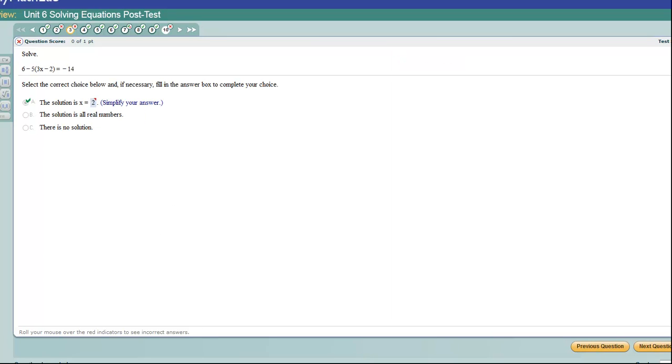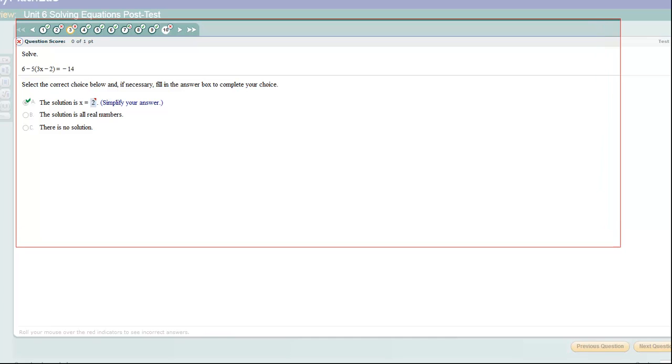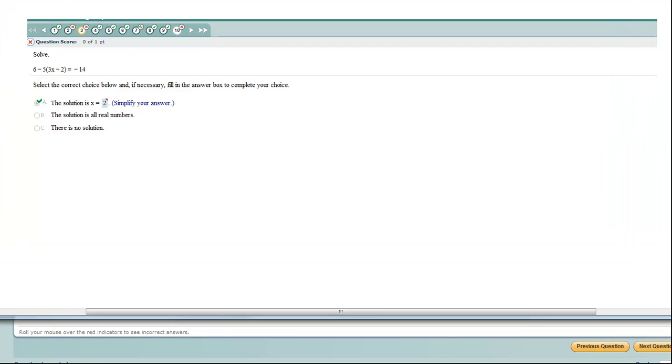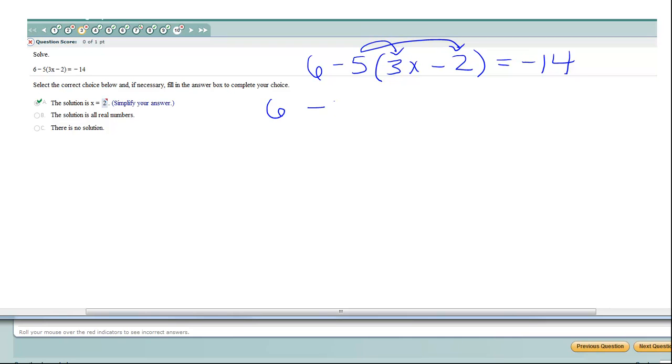Okay, I think we went over this one, and you were close on it, so let's go over it again. Here we have this equation, and we want to simplify it. By simplifying it, we're going to use the distributive property. So this -5 has to be distributed to each of the terms inside parentheses. Then we're left with 6, -5 times 3x is -15x, and then -5 times -2 is positive 10, equals -14.